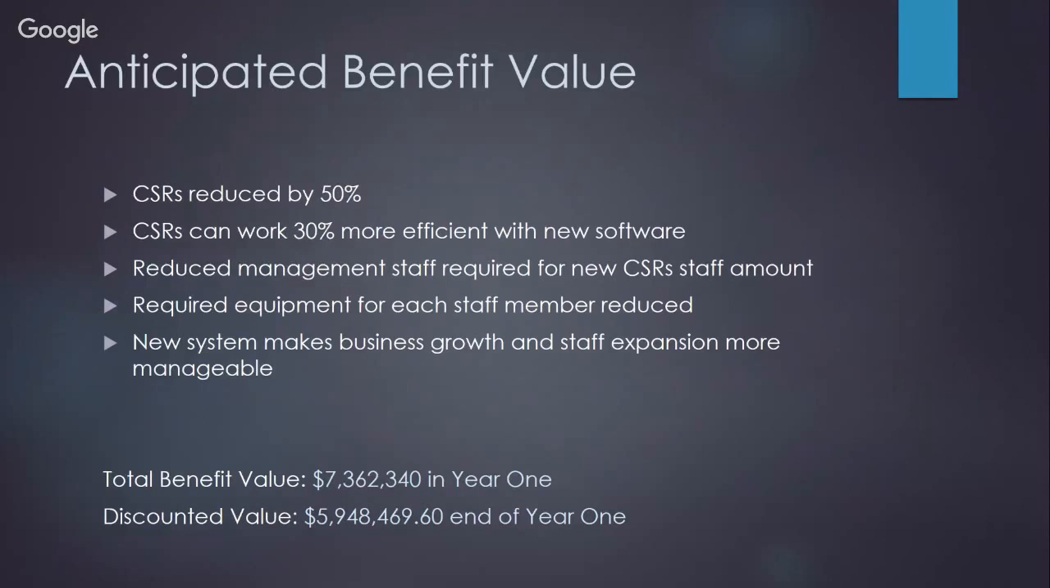Now with this reduced staff, we will see a large benefit come out even in year 1. So in year 1, we'll see a total benefit value of over $7 million. Now the discounted value will be at about $6 million at the end of year 1. So with this new system, we'll also see growth and staff expansion be a lot more manageable. And because the employees are more efficient, we can have less supervisors managing more CSRs.